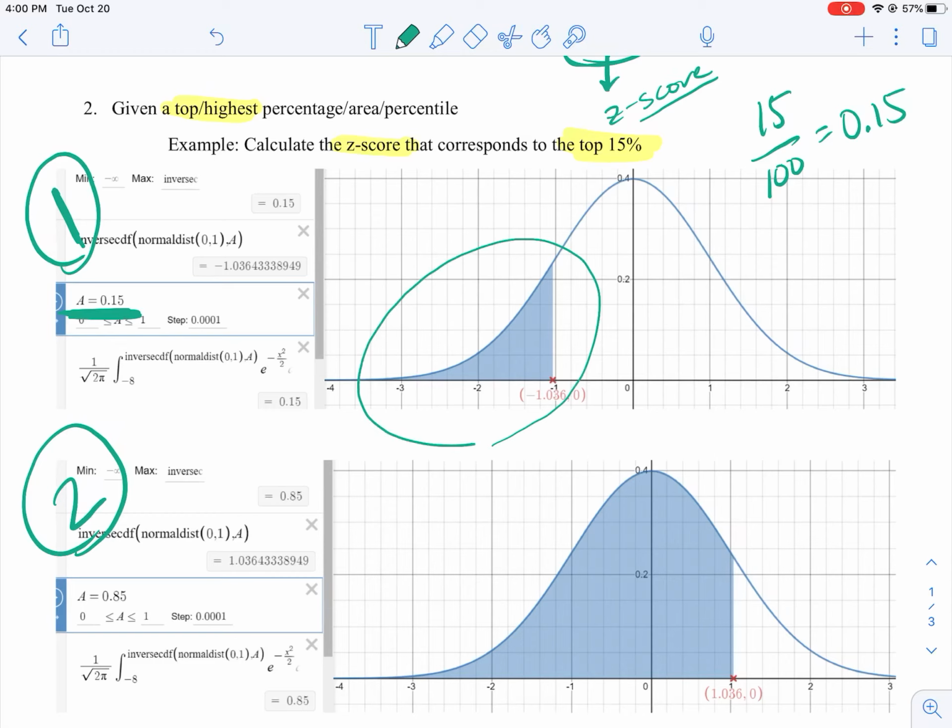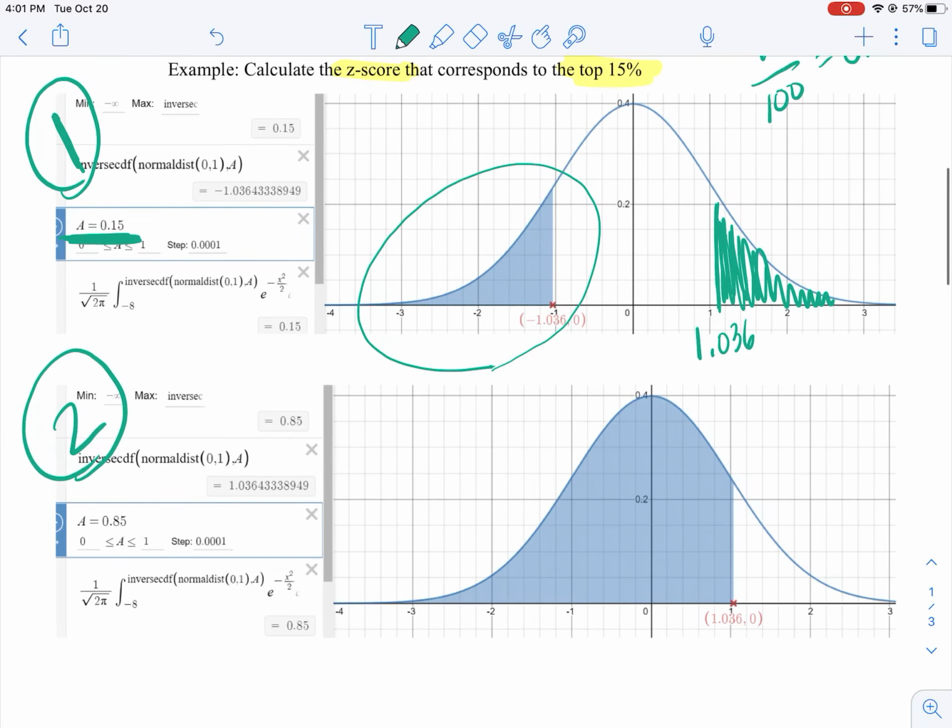But you need to recognize that this shading right here is not the top 15%. If you remember, a bell curve is set up symmetrically. So if this is the bottom 15%, then over here in this section is its positive counterpart that represents the top 15%. So if you do option 1 and you type in the percentage as is, you just need to find its opposite z-score, because that would represent the top. Okay, so this is option 1.